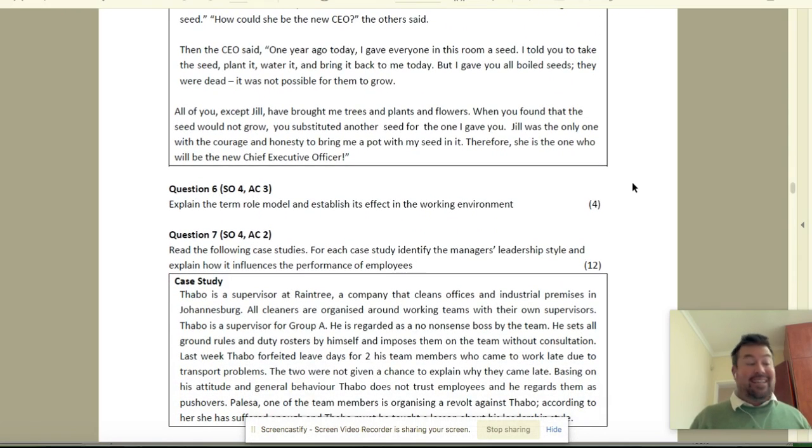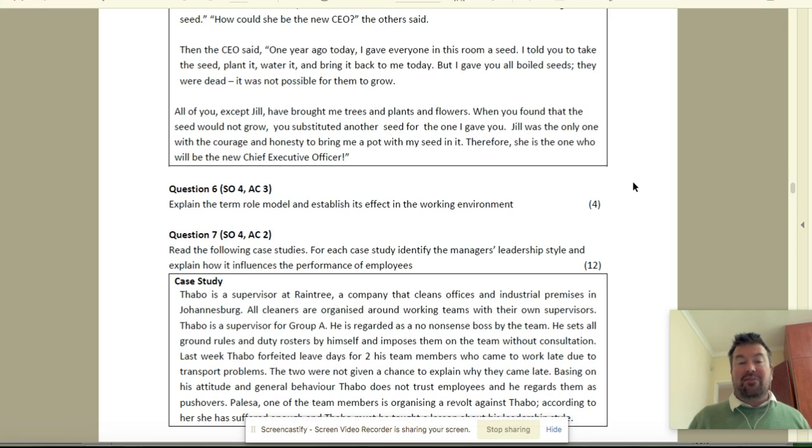Then question number 6 says, what is the term role model, and establish its effect in the workplace environment or the working environment. So we know what a role model is. Explain what a role model is and why it is significant within a working environment. So it's so important to understand how important role models are within the business and how they work in a business. Page 22, there is a section you'll see, I think it's Gandhi's face there. You can read a little bit and then formulate your answer.